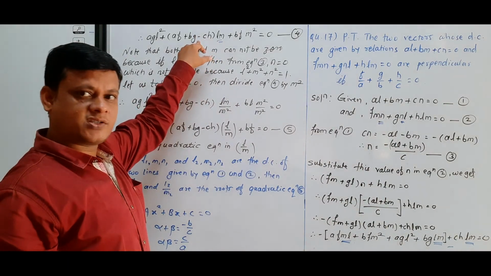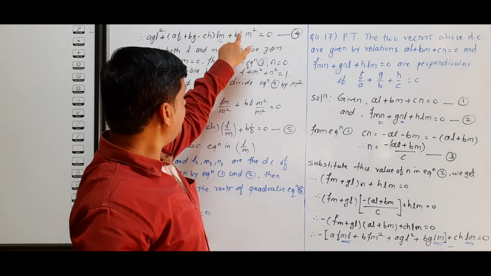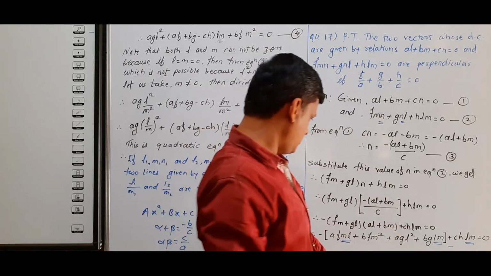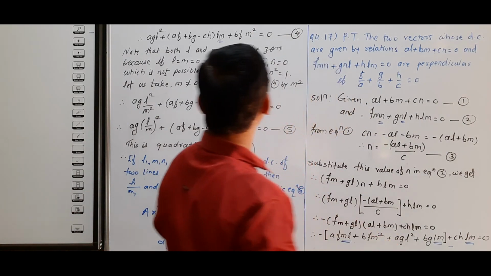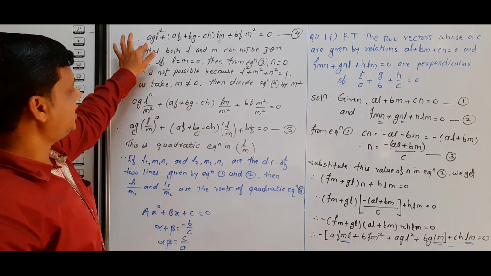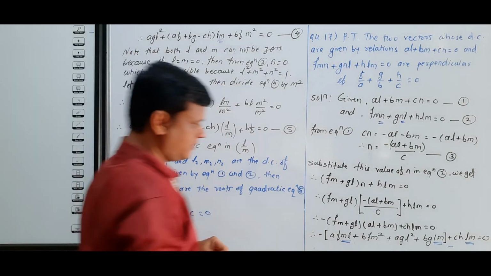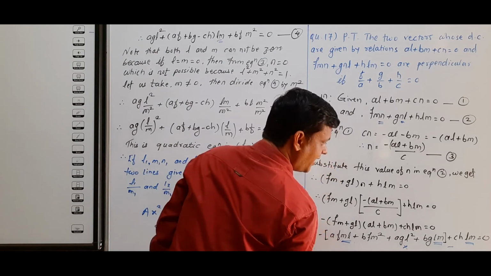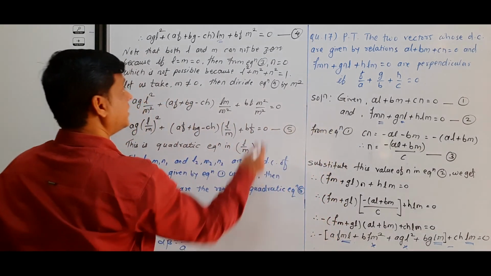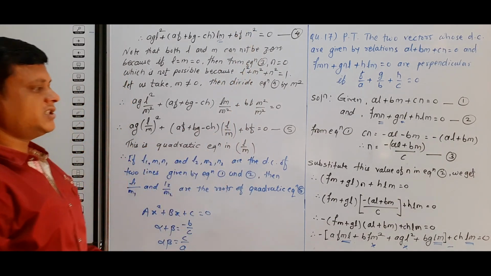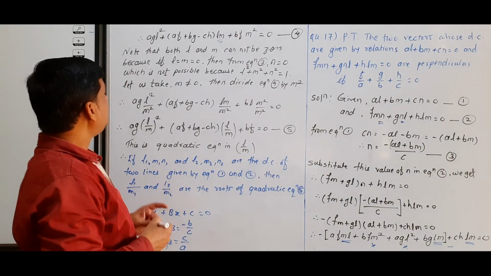You can add one step more also, plus bf m square. This bf m square and this ag l square are as they are. So we write ag l square at the first position, and this bf m square at the third position. Now this is equation number 4.